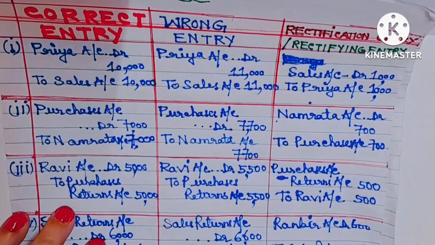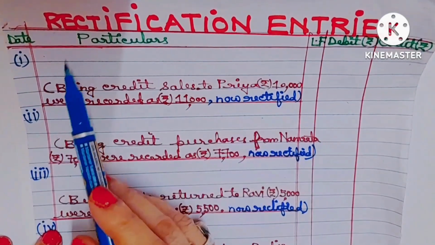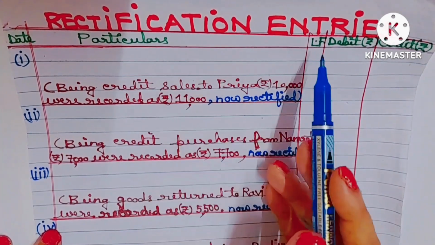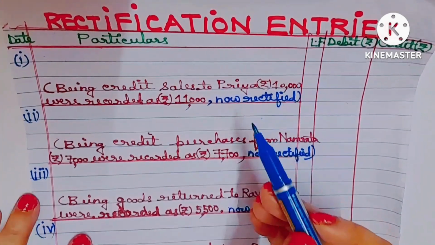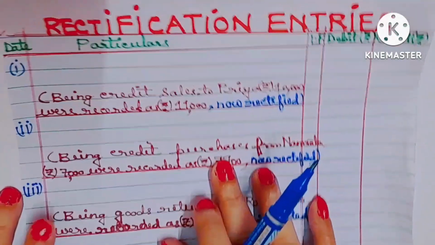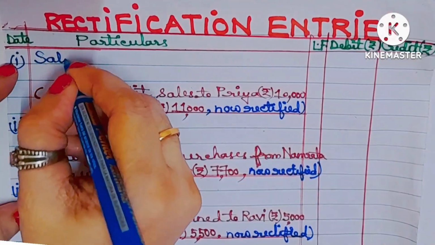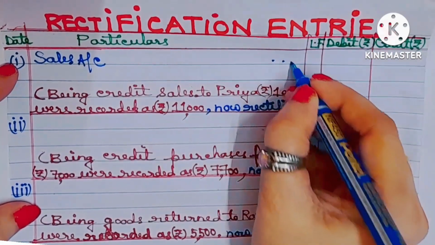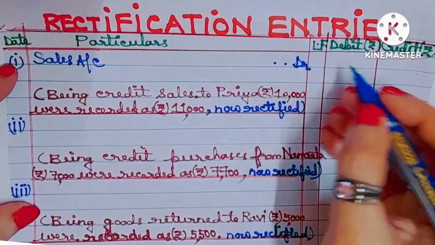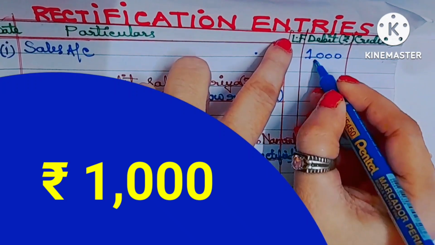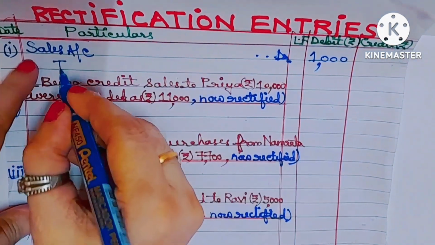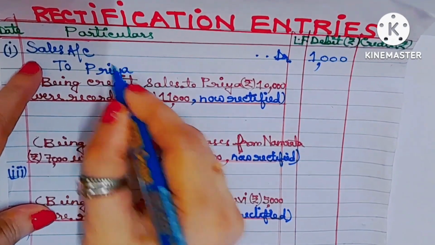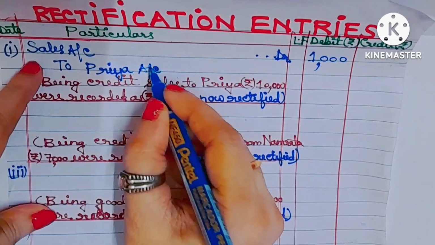So let's write. So this is the format of journal. Date, particulars, ledger folio, debit, credit, and on the top rectification entries or rectifying entries. Okay. So let's write the rectifying entry. Number 1. Sales account debit 1000 to Priya account 1000.